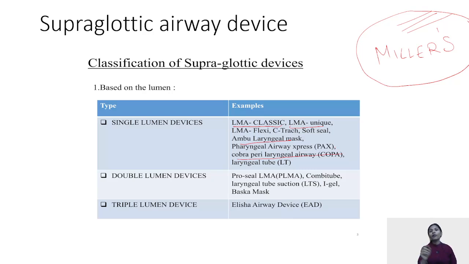Double lumen: you have the airway tube, along with that you have a drain tube for the insertion of NG, nasogastric tubes. These are your ProSeals, Combitubes, iGels, and Baska LMAs. Triple lumen: these are your Elisha airway devices, where along with the airway and the drain tube, you have a fiber optic insertion tube also. So it is a triple lumen device. This is the most importantly asked classification.